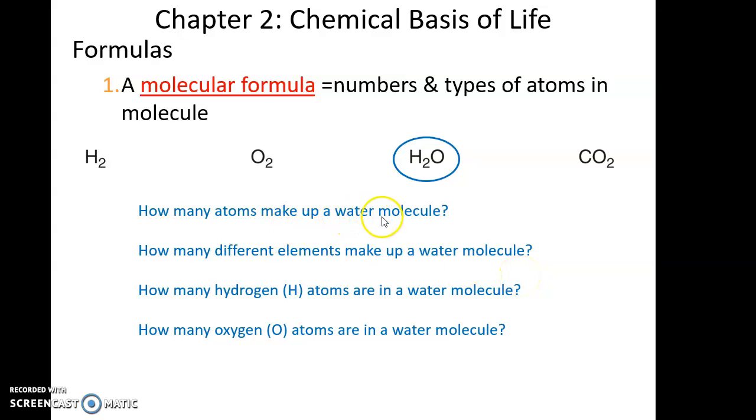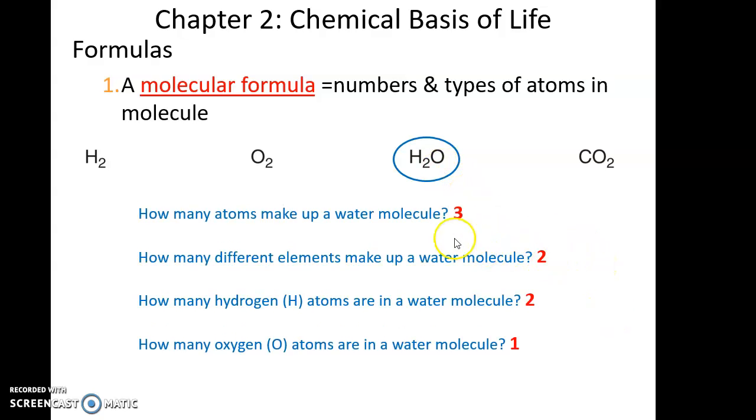So how many atoms make up the water molecule? How many different elements make up a water molecule? How many hydrogen atoms are in a water molecule? And how many oxygen atoms are in a water molecule? You should be able to answer all these questions by looking at the molecular formula of water. Answers being, of course, three atoms, 1, 2, 3, two different elements, hydrogen, oxygen, two hydrogens because of the little 2 next to the hydrogen, and one oxygen because oxygen is present, and if they don't put a little number after it, that means it's assumed that number is 1.